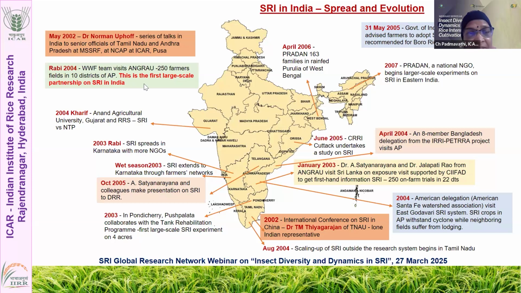And in 2004 itself, the WWF team visited Andhra Pradesh and started collaborating with 250 farmers in 10 districts of Andhra Pradesh. And this is the first large-scale partnership of SRA in India. And slowly seeing all these successful attempts, Government of India also started advising farmers to adopt SRA wherever feasible, and it recommended also in Boro rice. There are many other NGOs like PRADAN, CROPS, and many other CSOs. All those NGOs also parallelly took up the SRA and resulted in the spread of this SRA in many states in India.